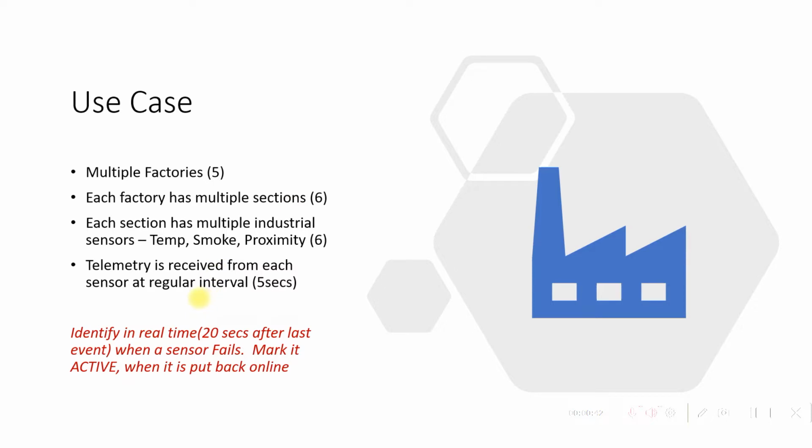The telemetry from all the devices is sent every 5 seconds. For example, if we generate 150 devices, we will send 150 records every 5 seconds to the system. Now the identification is done when the last event is received, and if for 20 seconds we do not receive anything from the sensor, then that sensor will be marked as failed. If the sensor sends data after that, it will be marked as active again. So the system will identify the status of the sensor, whether it is active or failed, in real time.